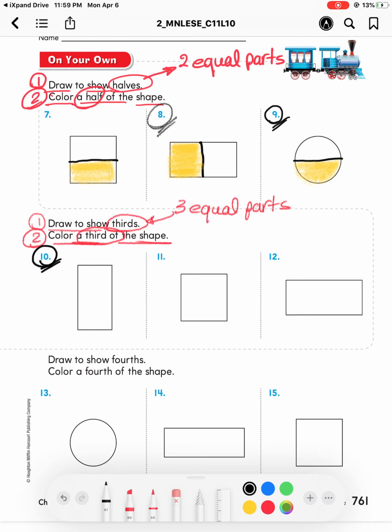Now, question number 10. We are going to divide the rectangle into 3 equal parts. So we can do it like this. 1, 2, 3. Okay? Then we have to color a third of the shape. Let's color a third of the shape like this.